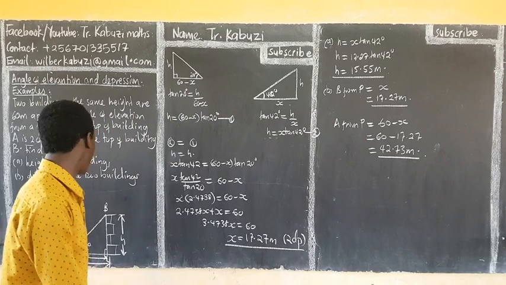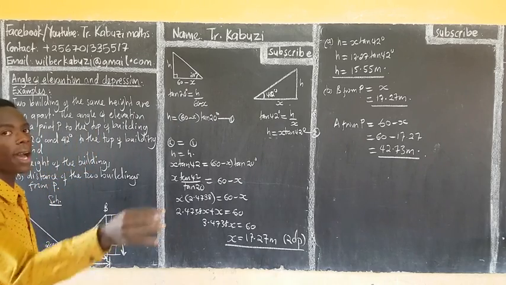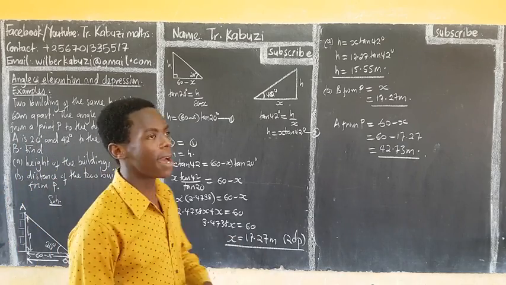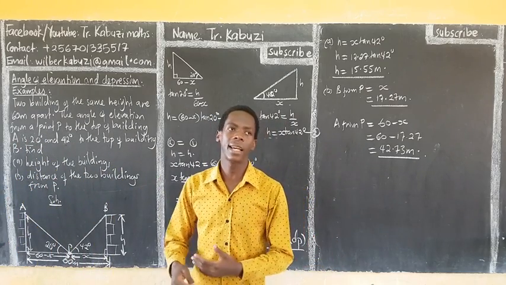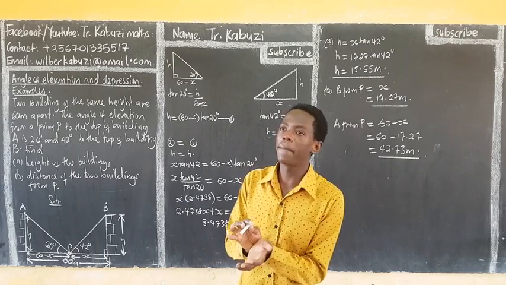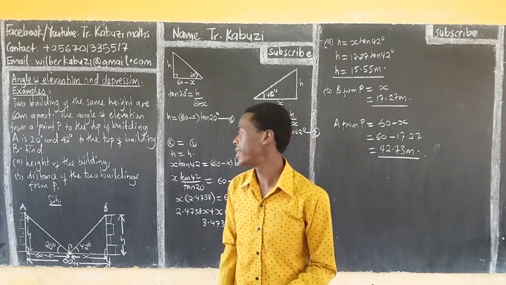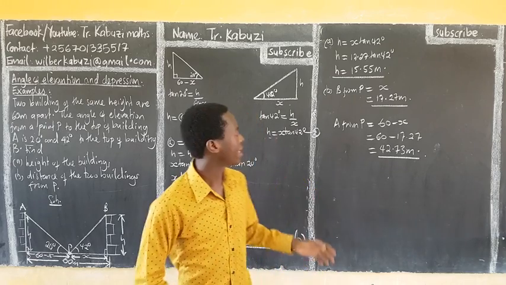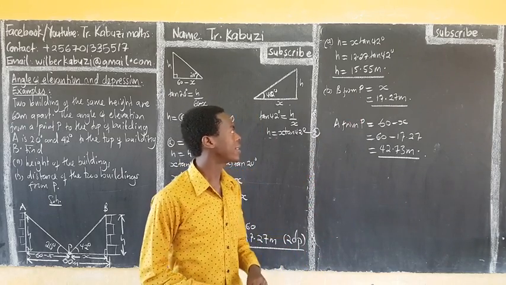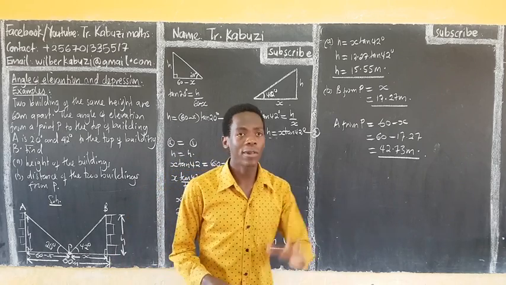So that's it, members. I wish you the best. Note that the smaller the angle of elevation, the farther the distance of that building; the bigger the angle of elevation, the shorter the distance. I think you've seen it there, this one is bigger than this one. So that's it, members. I wish you well.